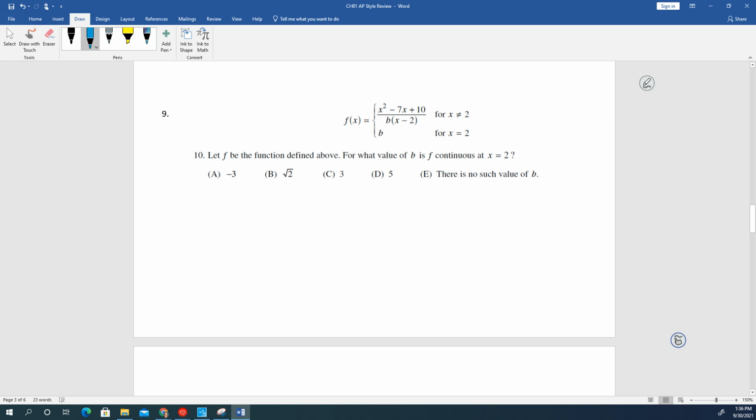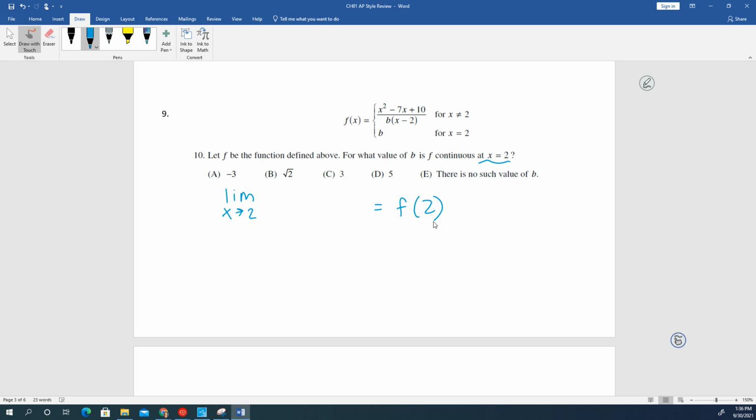Okay, so our big idea with continuity is that the limit as x approaches whatever x value we're looking at, in this case 2, has to be the same as when I plug in 2 into my function. It has to be the same as the output. That's our big idea with continuity. The limit has to exist, the value has to exist, and they have to be the same.